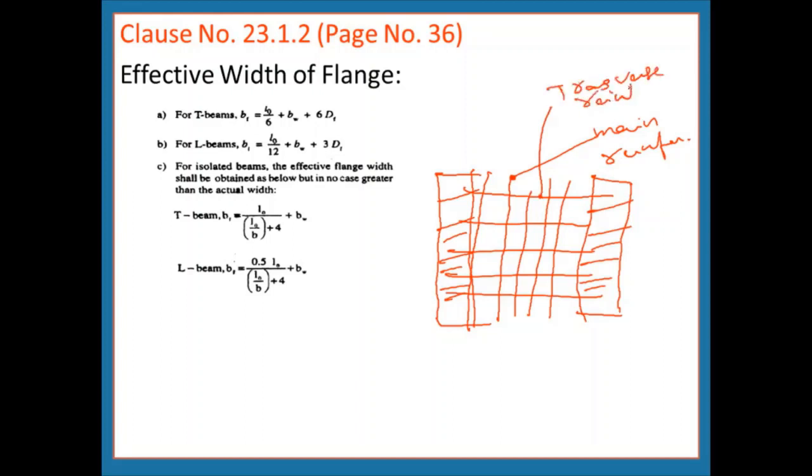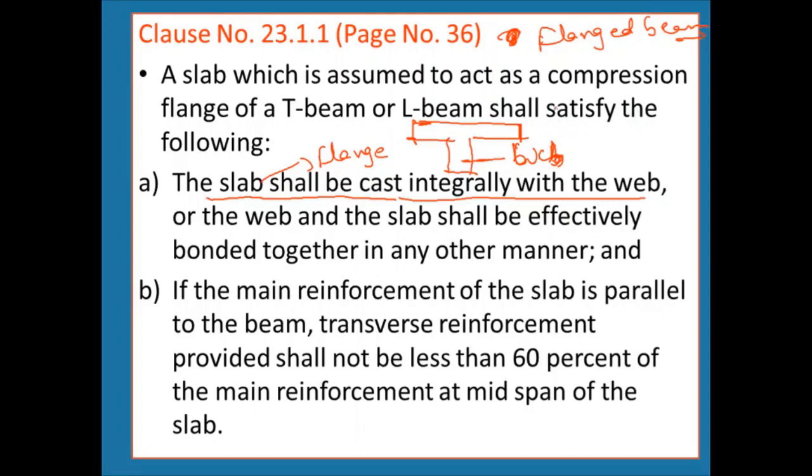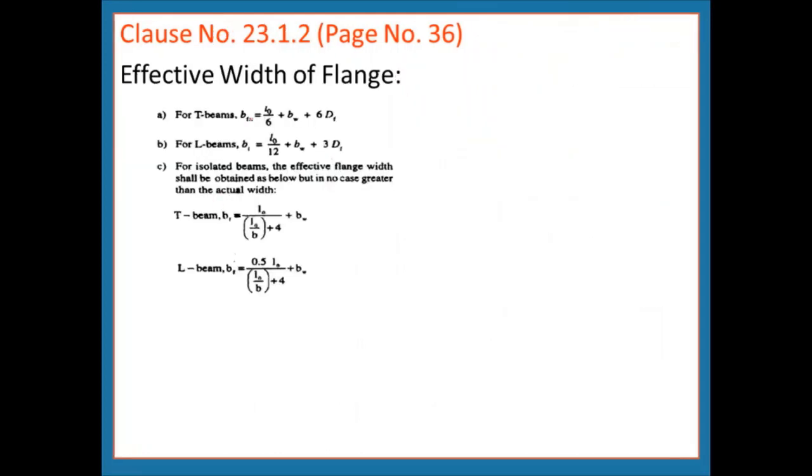Whatever this transverse reinforcement is there, that must be 60% of the main reinforcement designed for the middle of the slab. So at the middle of the slab, the transverse reinforcement must be a minimum of how much? 60%. So these two conditions have to be satisfied to become a flanged beam, an L beam or T beam.